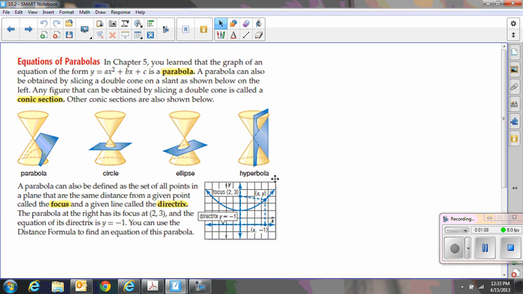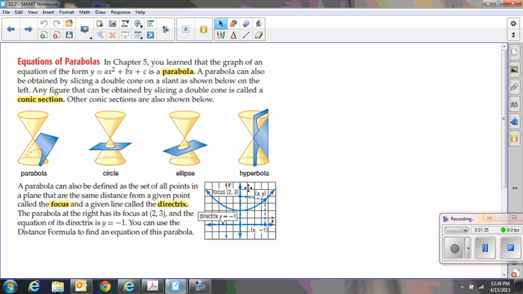The actual definition of a parabola is the set of all points in a plane that are the same distance from a given point called the focus and a given line called the directrix. Those are two things that we will find from the equation and then use to help graph the equation. So basically, a directrix is a line. A focus represents a point.